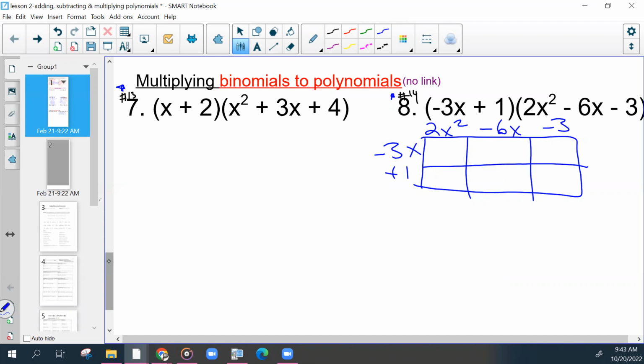Negative 3x times 2x squared would be what? Negative 6x to the 3rd power. Negative 3x times negative 6x. Positive 18x. You have an exponent. Not cubed, squared, yep. And negative 3 times negative 3x. Positive 9x. And then this last column is being multiplied by 1, so all of these are going to stay the same.